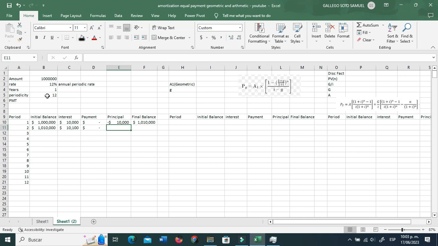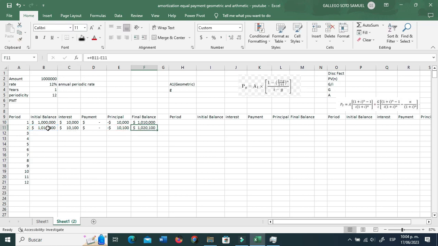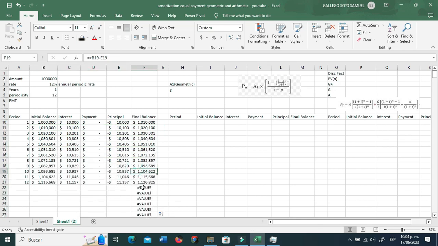Yeah, and the payment to the principal, exactly the same formula. If that value equals blank, then leave it blank. If not, do the payment minus the interest expense. Close that, then your initial balance minus your principal. All right, then. Okay, so we're ready to look it up.